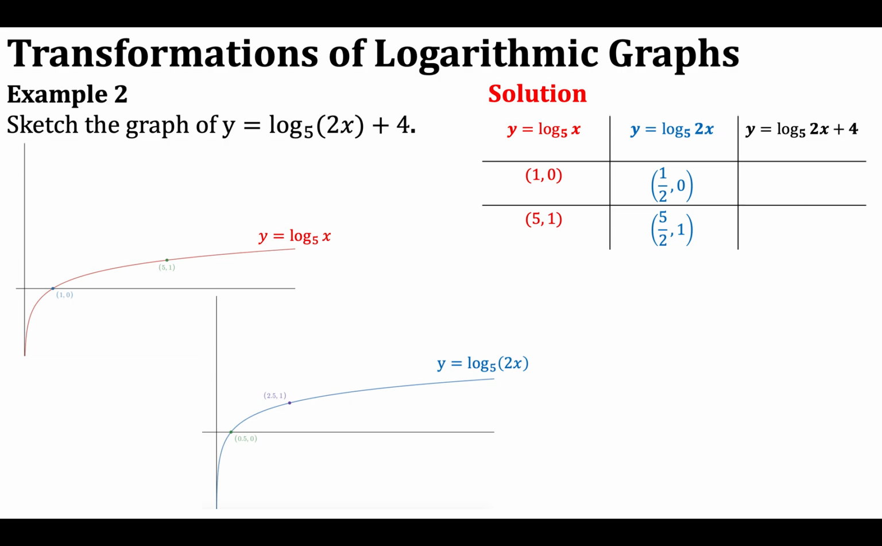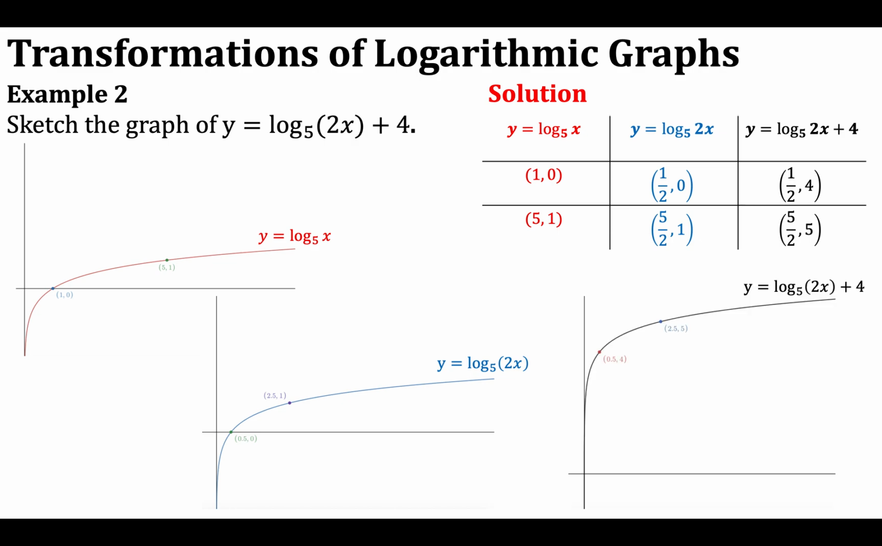And then we can look at the last transformation. We have to add 4 onto all of our y ordinates, and that will result in a vertical shift 4 units upwards. So our (1/2, 0) will become (1/2, 4), and our (5/2, 1) will become (5/2, 5). And then we can plot those points and sketch the new curve. And you can see that the graph has moved up by 4 units.